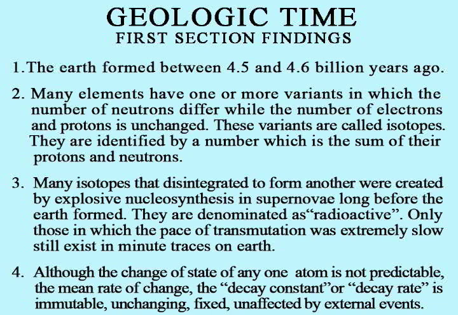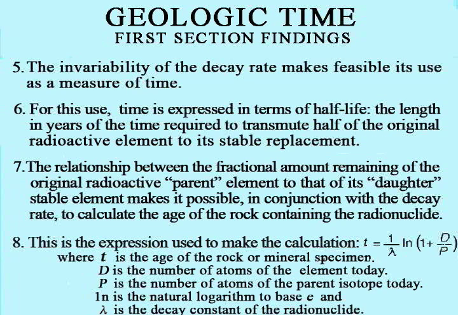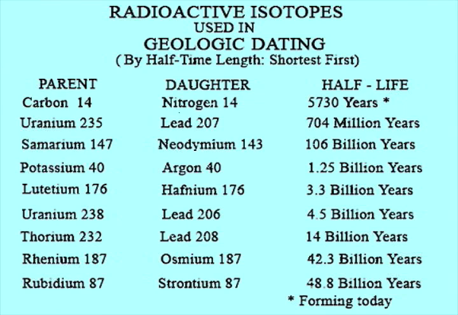The Earth is between 4.5 and 4.6 billion years old. Before its creation, long-lived radionuclides were formed by the explosion of supernovae, explosive nucleosynthesis, and so form a minute part of the rocks at the surface of our planet. Eight still usable radioactive isotopes are listed here. Their rate of transmutation to a stable daughter element is unchanging, immutable, the decay constant, so it provides a means of measuring the time elapsed since their formation.